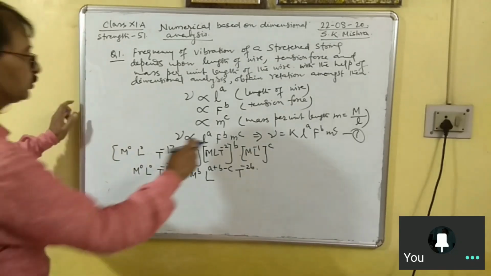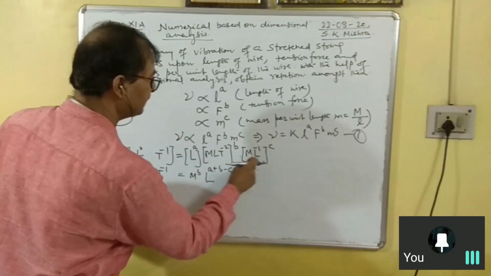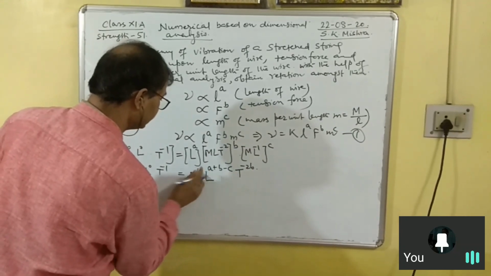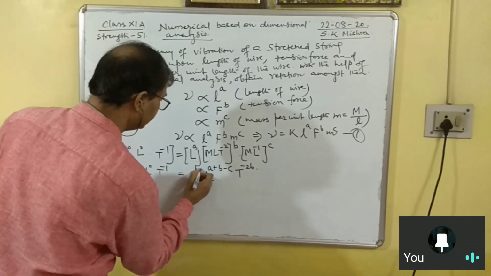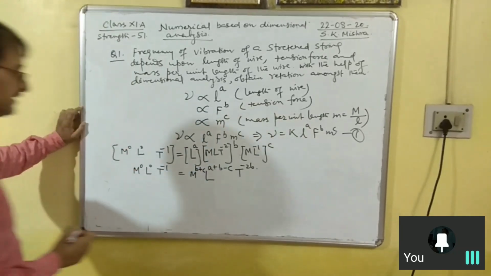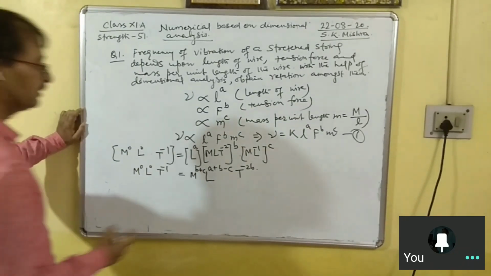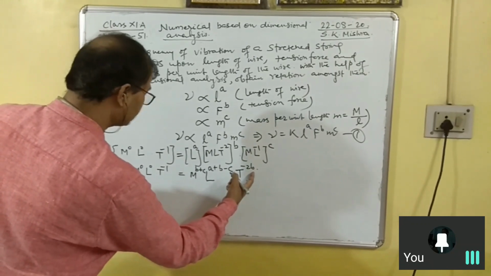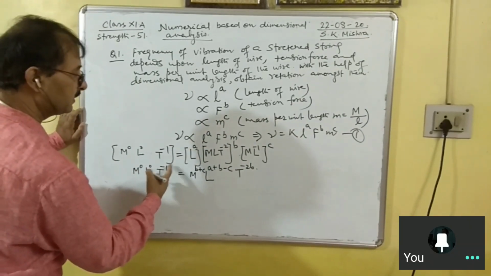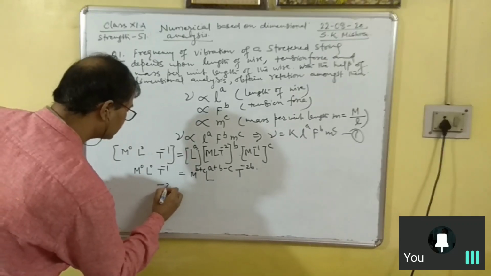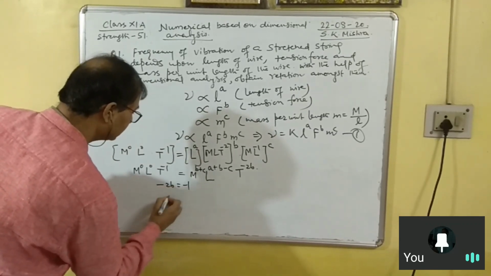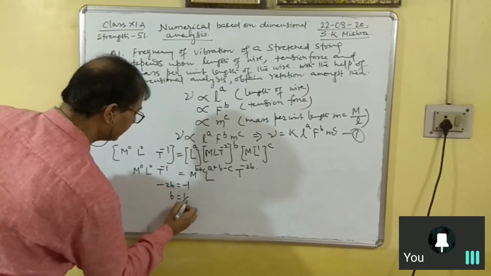Two terms are there, M raised to B and M raised to C. So it should be B plus C. Yes, you are right, B plus C. Okay. Now see, T raised to minus 2B, here T raised to minus 1. So first I equate the power of T, that is minus 2B is equal to minus 1. So what is B? It's 1 by 2.